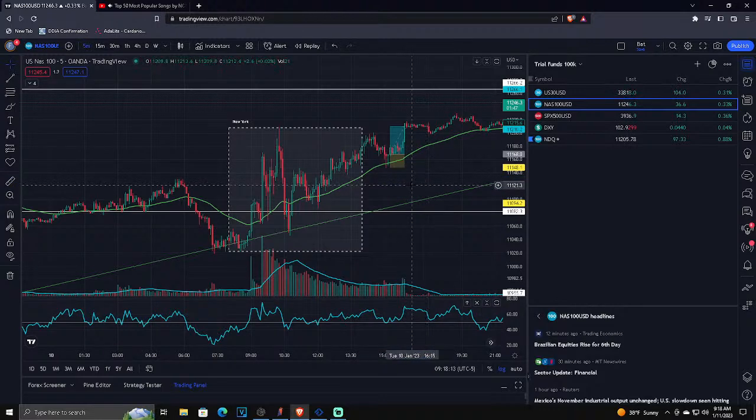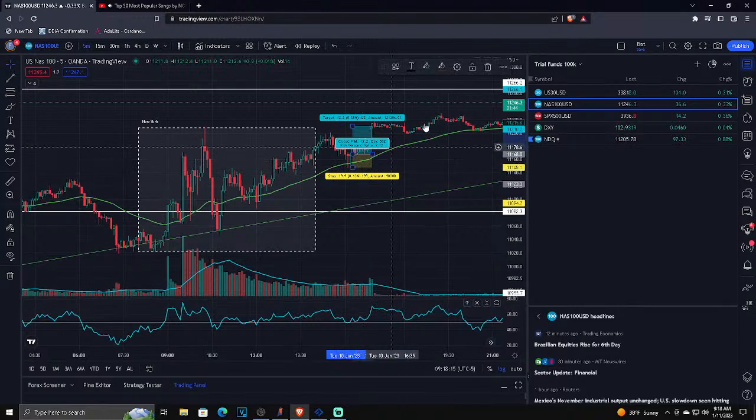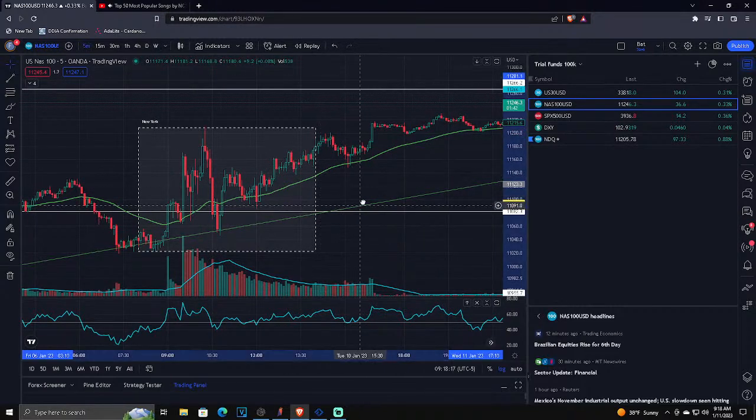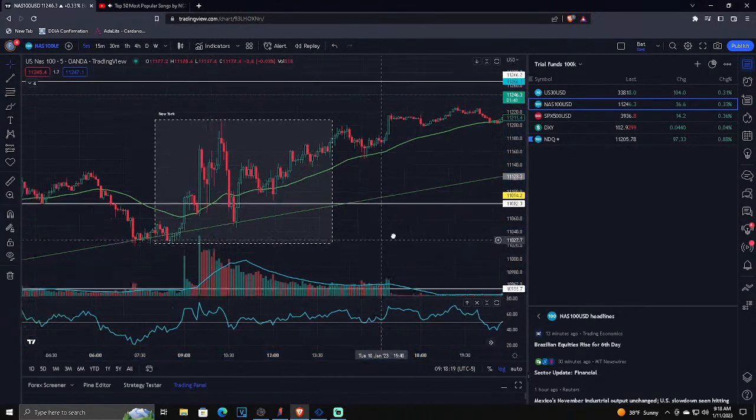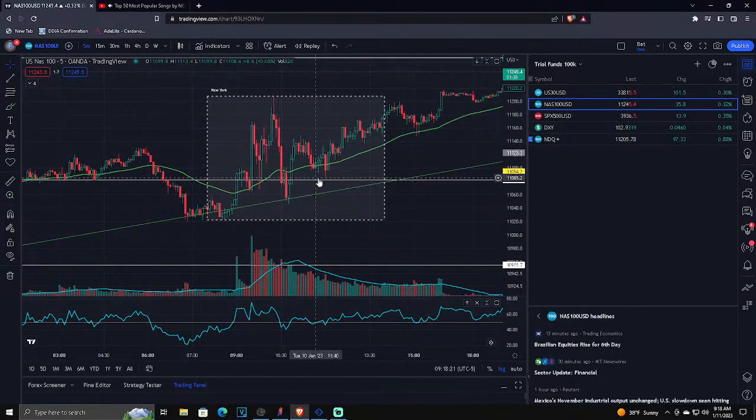So yeah, that's what we're looking for. We're looking for any move like that. Like I said, I think I got mine. It was either here or here where I entered. I don't remember yesterday where exactly I got in, but I got a good portion of this move.